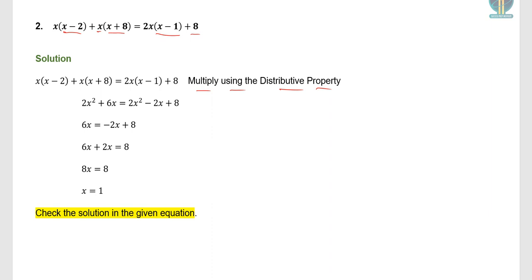So x times x is x squared, and then minus 2x plus, x times x is x squared plus 8x, right? So this will be x squared plus x squared, which is 2x squared, and then minus 2x plus 8x is 6x. Okay, so we just skipped the step here. 2x times x is 2x squared. 2x times minus 1 is minus 2x plus 8. Okay?